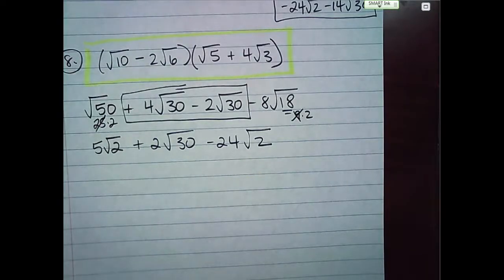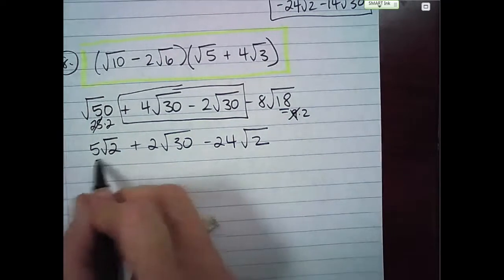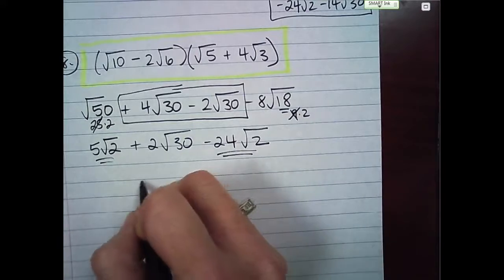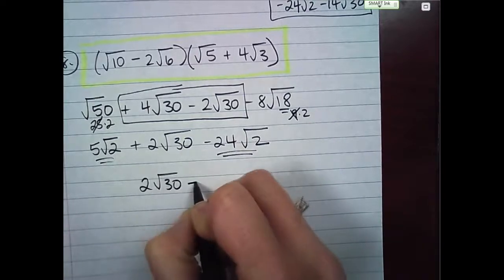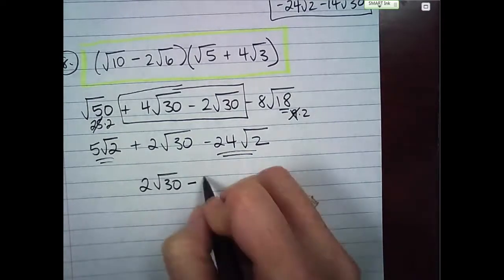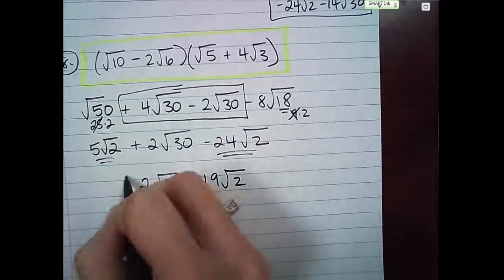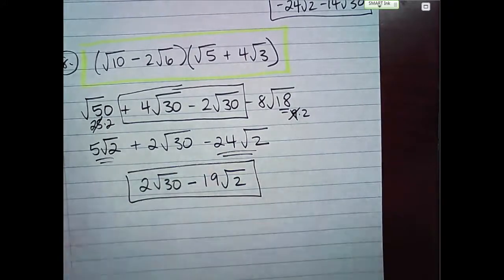Can I put anything else together now? Yeah. One last thing, right? The 5 root 2 and this one. So 2 root 30 minus 19 root 2. It doesn't matter which order you put it in, as long as your 2 is positive and your 19 is negative.